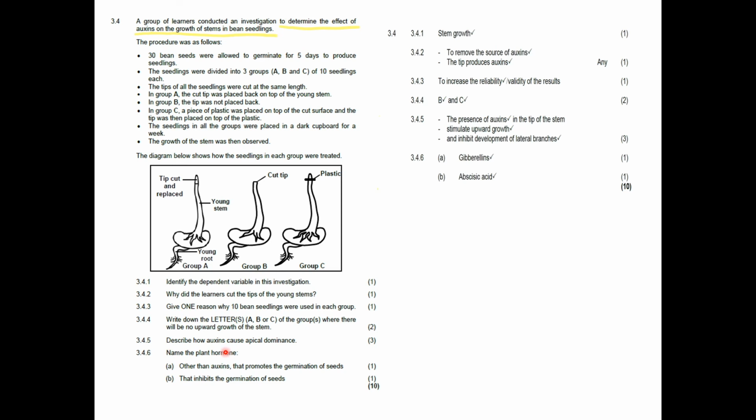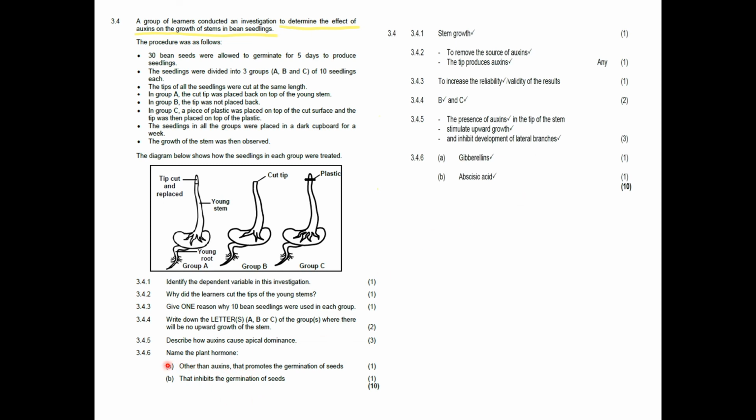3.4.5. Describe how auxin causes apical dominance. Now we know that auxin is present at the tips, and the auxin is present at the tips because it causes the growth upwards. So presence of auxin in the tip causes growth upwards of the stem. And by auxin being at the tips, it will inhibit the development of lateral branches.